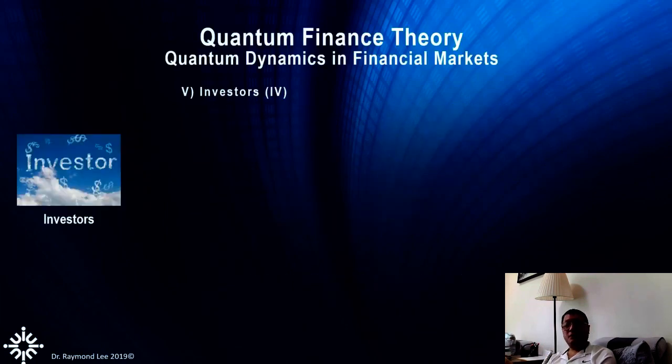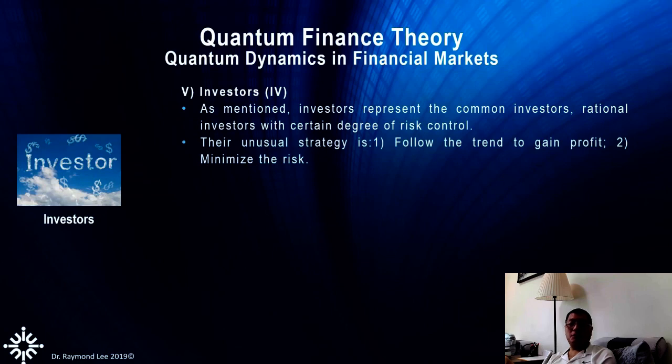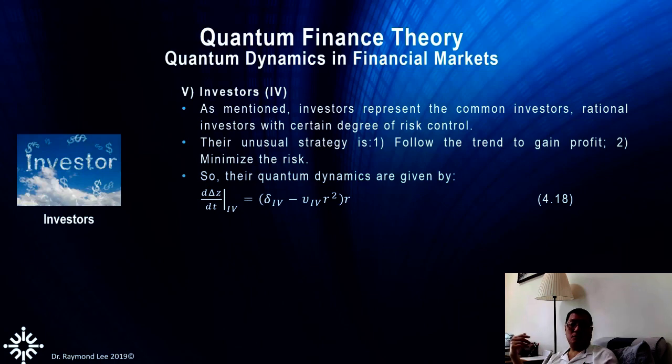The investor will be similar to the hedger. The only difference is they are the trend follower with risk control. Which means they first follow the trend, so it's positive in the first order R, and negative in the second order for the vorticity. So like this, right?